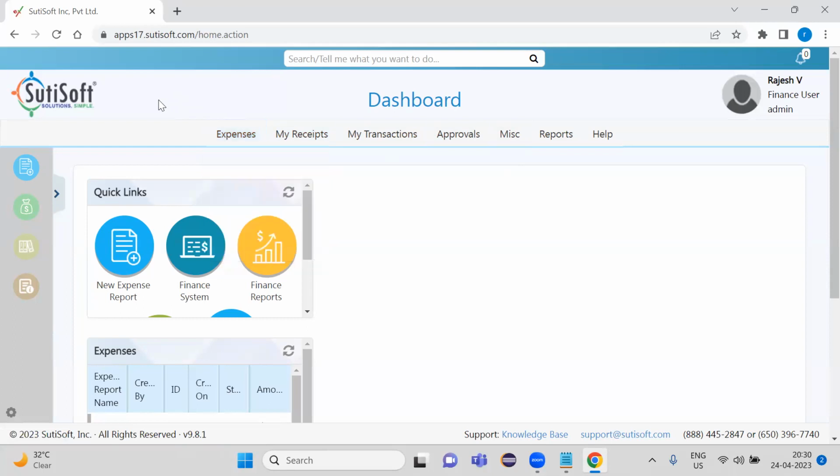Coming to the system level testing, it is nothing but the entire application flow. We have to check my receipts, my transactions, each and everything. Whatever the application is having, we have to check all those things. That is called system level testing. Clear? Yes, sir.